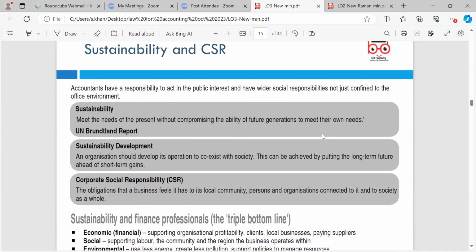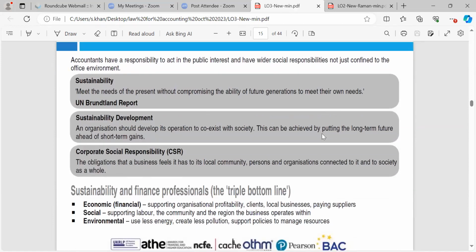Sustainability and CSR. Accountants have a responsibility to act in the public interest and have wider social responsibilities, not just confined to the office environment. Sustainability is to meet the needs of the present without compromising the ability of future generations to meet their needs. And that was the Brundtland report in the UN. Sustainable development is where an organization should develop its operation to coexist with society. This can be achieved by putting the long-term future ahead of short-term gains.